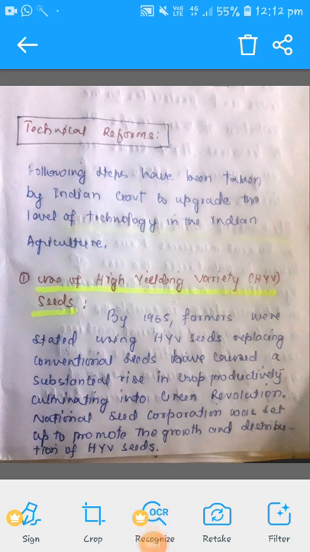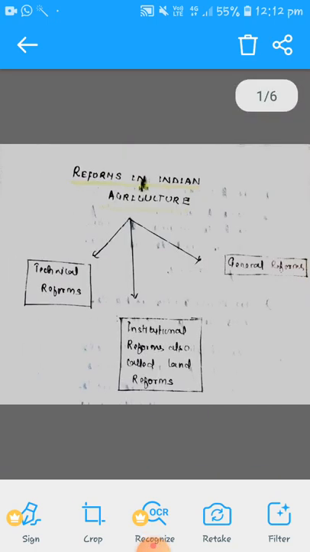Okay, so in today's class we'll be studying about reforms in Indian agriculture. We have seen in the last class that there are various problems in Indian agriculture. So by seeing all those problems in the agricultural sector, the government of India came out with different reforms in the agricultural sector, meaning how to improve the agricultural sector.